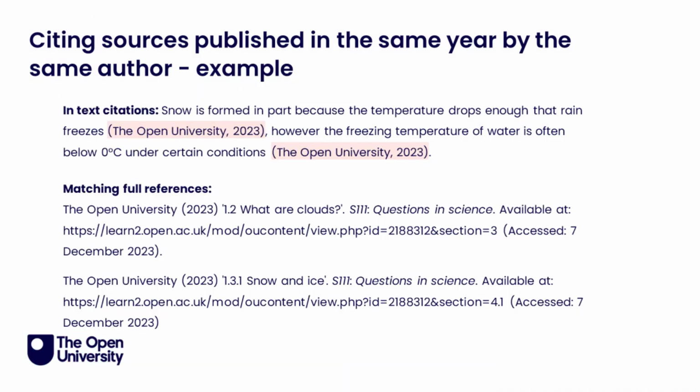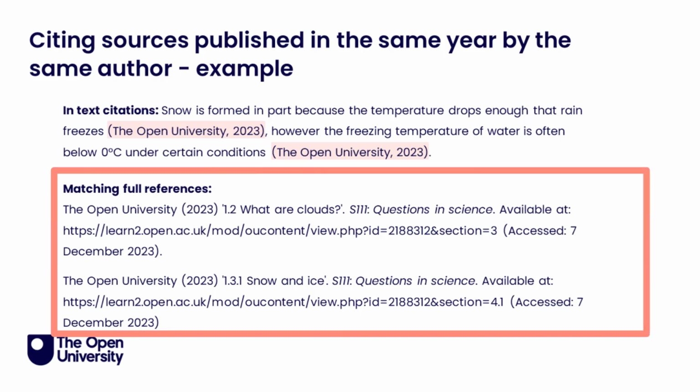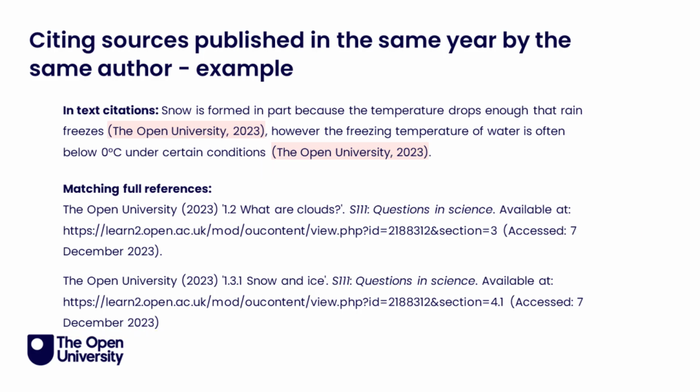To demonstrate this, on screen there is an example of a paragraph that contains two in-text citations to the Open University 2023 and a short reference list with two full references to the Open University 2023. At the moment, I have no way to tell which in-text citation refers to which full reference. So how can I make it clear which in-text citation matches up with each full reference?